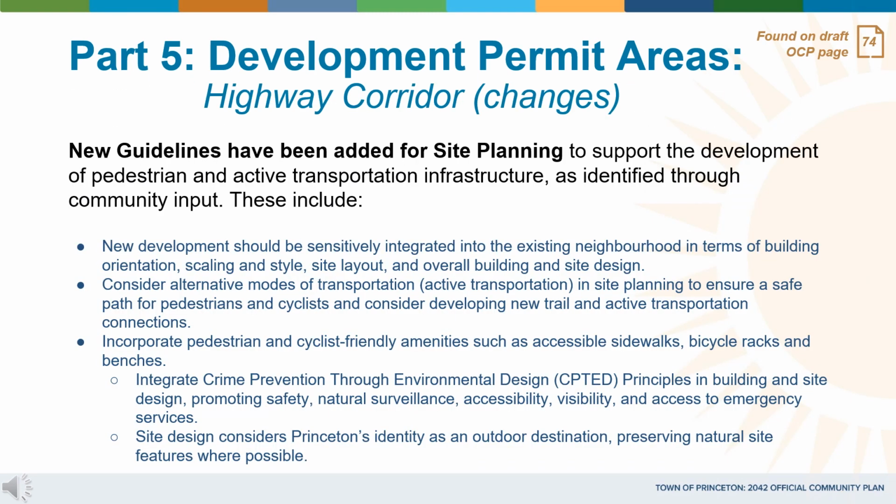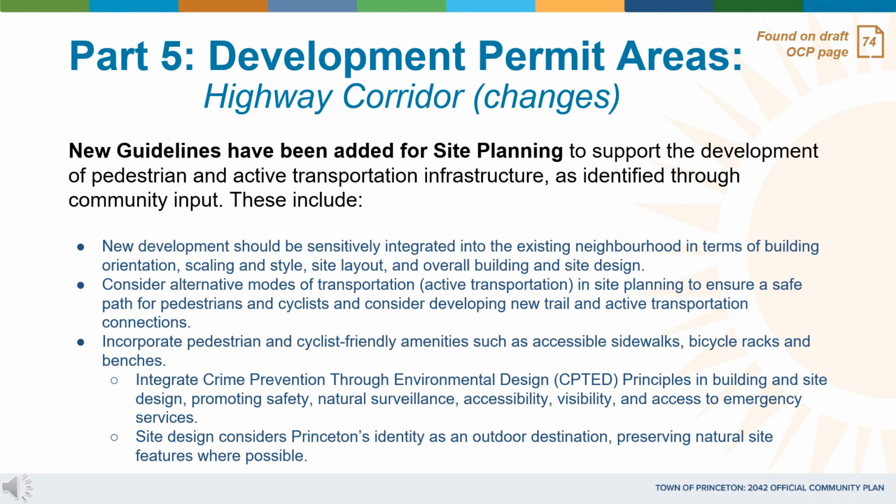DPA number 2, Highway Corridor, includes updated guidelines for site planning. These updates support the development of pedestrian and active transportation infrastructure, as this was identified as a want from our community. These new guidelines state that new development should be sensitively integrated into the existing neighborhood in terms of building orientation, scaling and style, site layout, and overall building and site design.